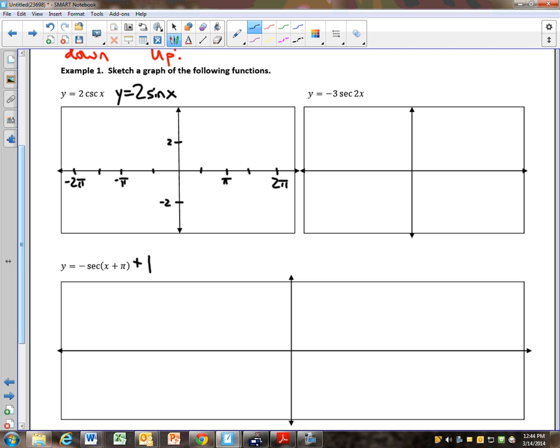Any horizontal shift? No. So I can graph my sine graph. Where do I start? 0. And I head up.